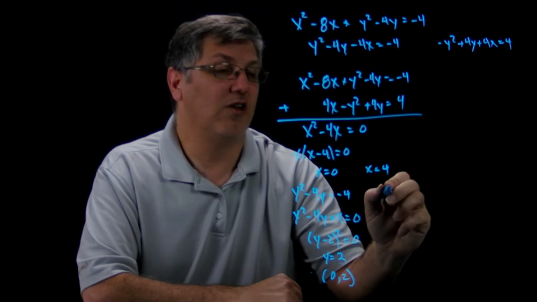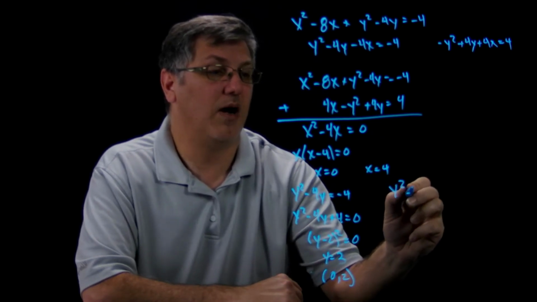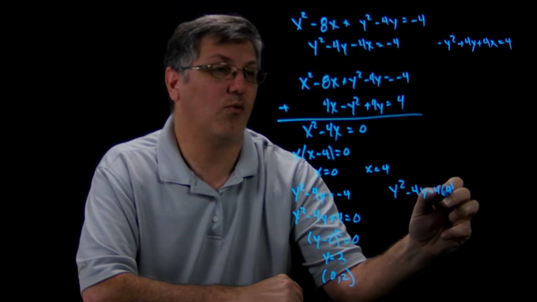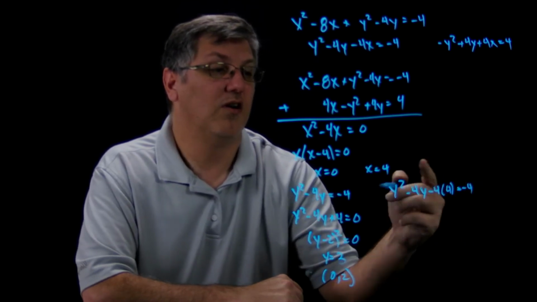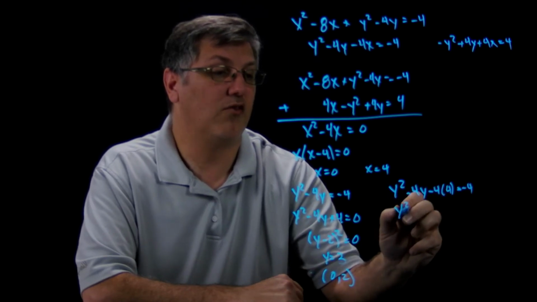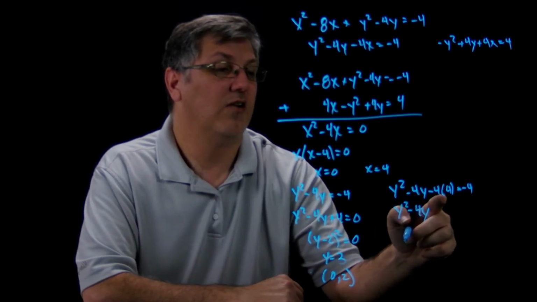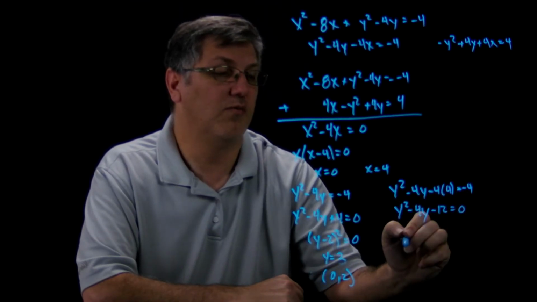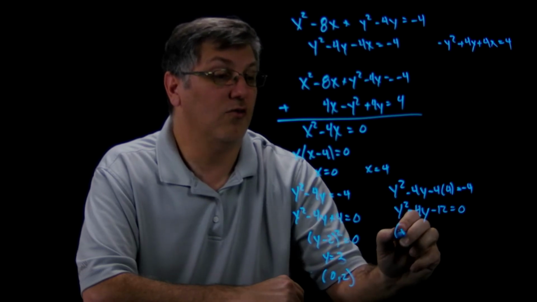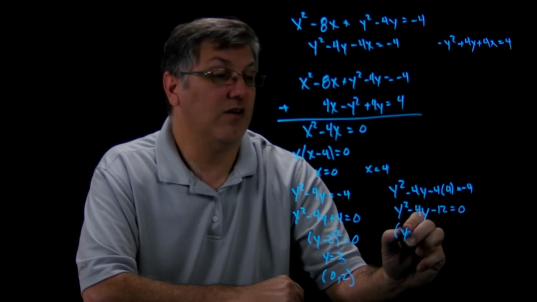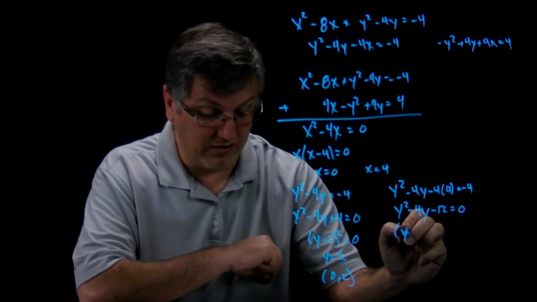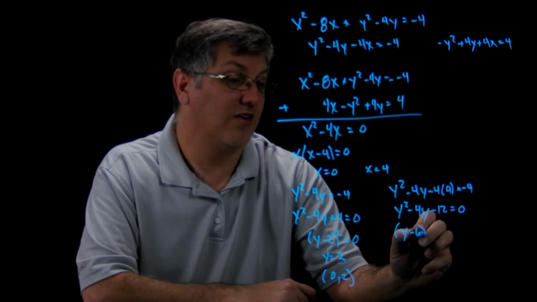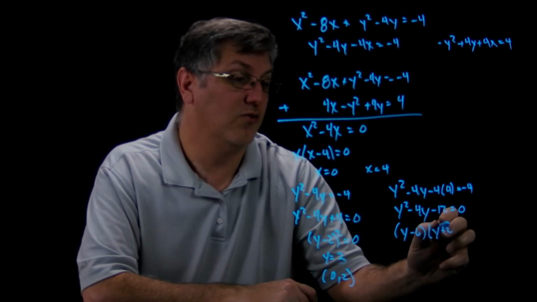So we're going to plug it back into the other equation. y squared minus 4y minus 4 times 4 equals negative 4. Let's just kind of clean this up. I've got y squared minus 4y. This becomes negative 16. We're going to add 4. It gives me negative 12 equals 0. This factors nicely to y... Let's see. I know it factors nicely. Can't think of it right now. 6 and 2. So y minus 6, y plus 2 equals 0.